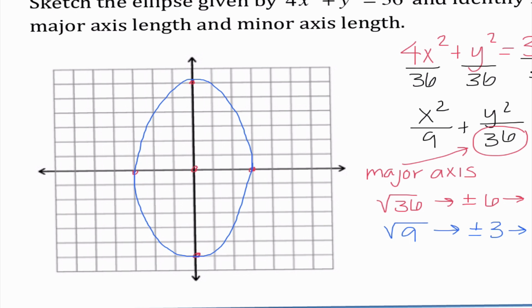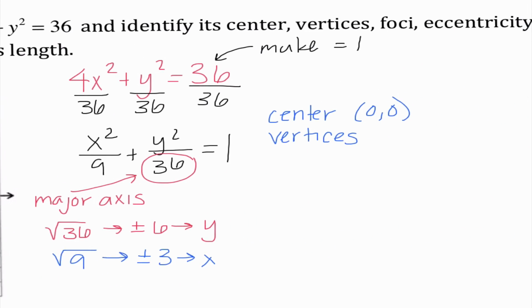If we look, these points right here are going to be the vertices. The reason those are the vertices is because I am moving in the major axis. It looks like I'm moving up: I'm going 0 and then up 6, and then 0 and down 6. So I'm going to say my vertices are (0, 6) and (0, -6). It's important for me to know that the vertices are always on the major axis.